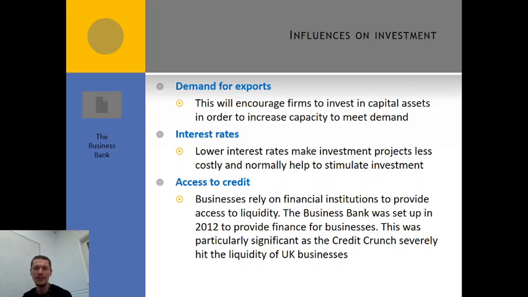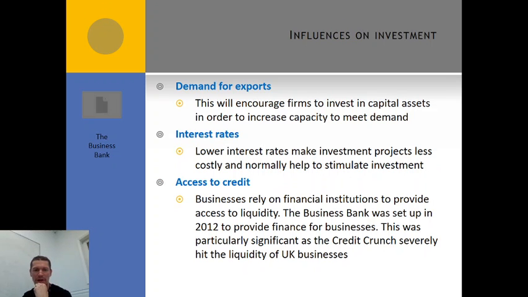Okay, so in terms of investment, if demand for exports is high, this is going to encourage firms to invest in capital assets in order to increase their capacity to meet demand. It could be buying new machines, building new premises, or extending on existing premises. Demand for exports, simple as that. When the demand for exports is high, firms are going to be investing to meet that demand.